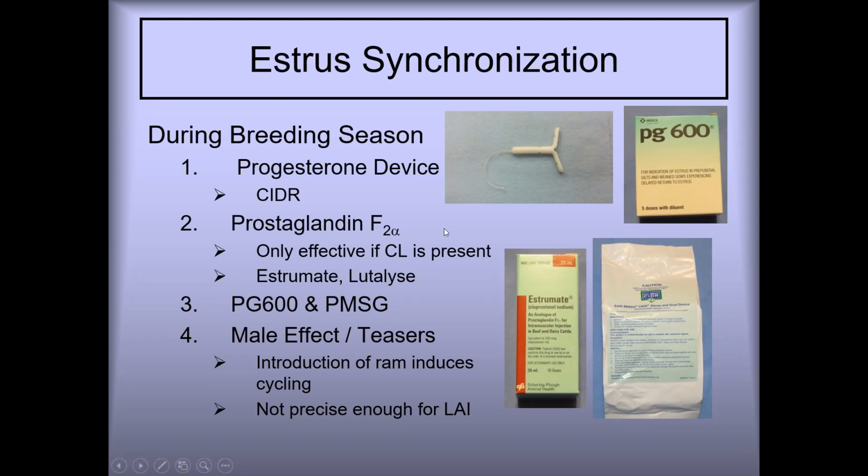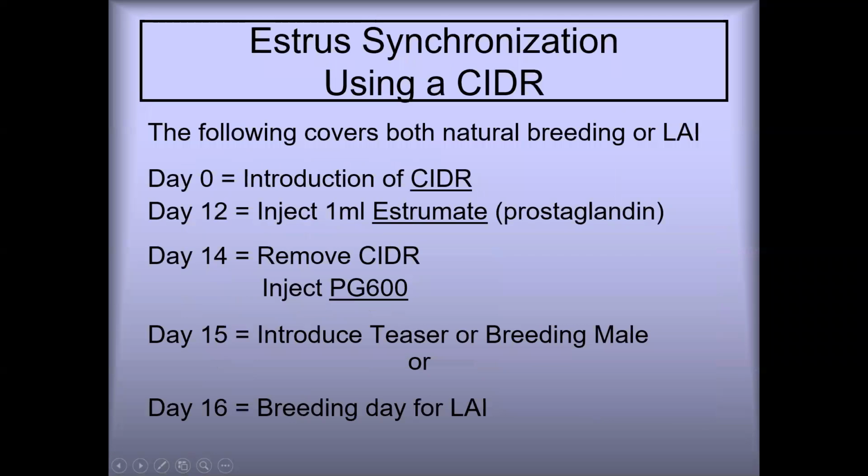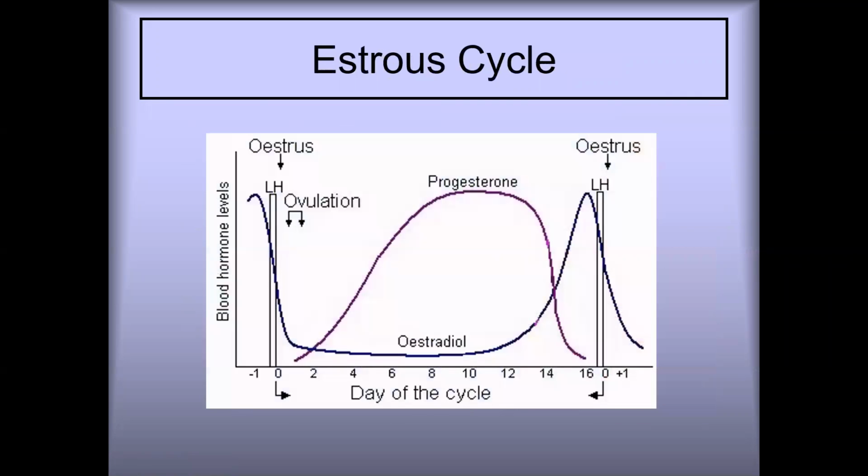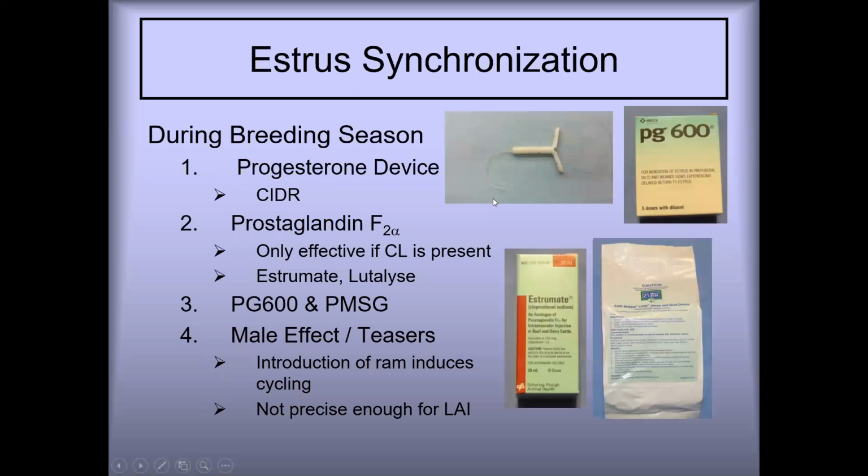Number 2 is prostaglandin, PGF2 alpha, which is going to get rid of any corpus luteum. The best product out there is a product called Estrumate. Where that's going to be effective is right here, where the progesterone level is high. That progesterone is being produced by a structure called the corpus luteum, which is on the ovary. When you give Estrumate or prostaglandin F2 alpha, that's going to get rid of or kill that structure that's creating the progesterone.